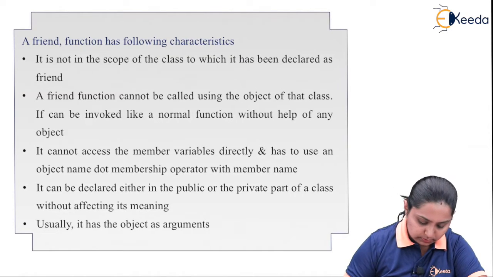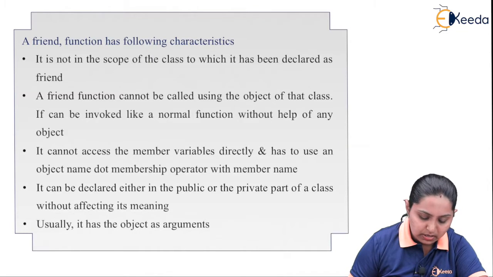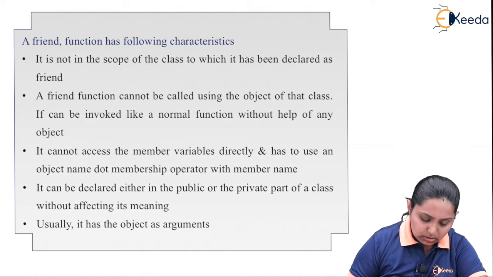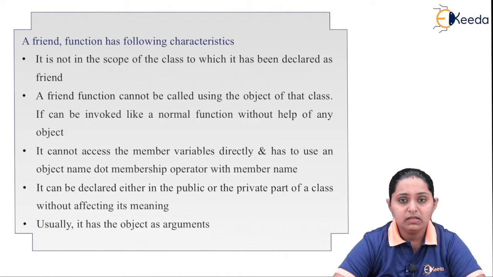Next, it can be declared either in the public or the private part of a class without affecting its meaning. So if you want to specify the friend function, you can declare it as public or private. It doesn't matter. Next, usually it has the object as an argument, because the friend function accesses the class. So whenever it gets access to the class, it has to be given the parameter as an object. We'll see the example.